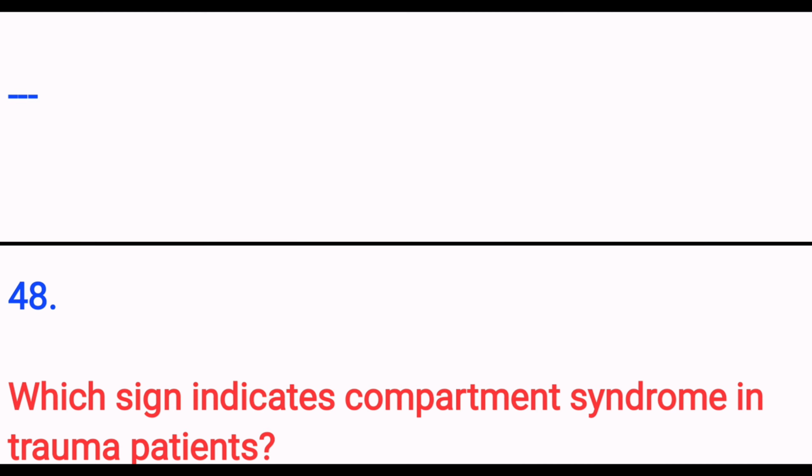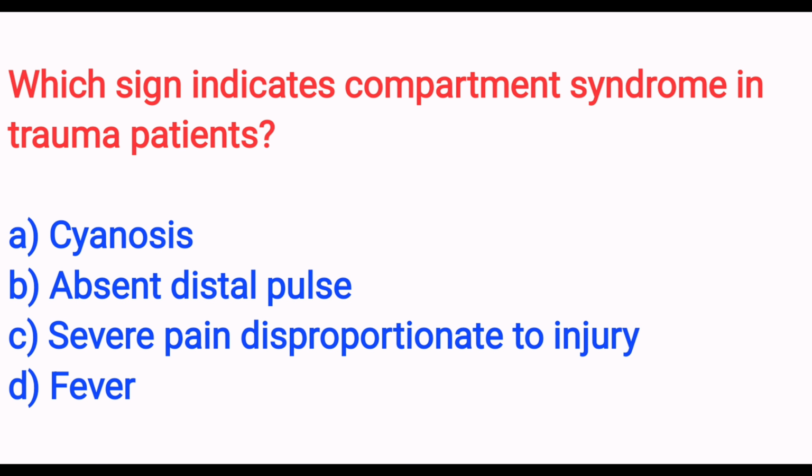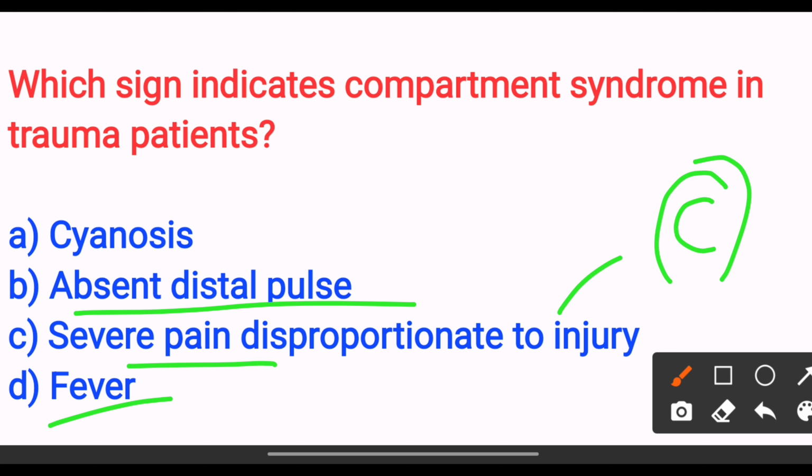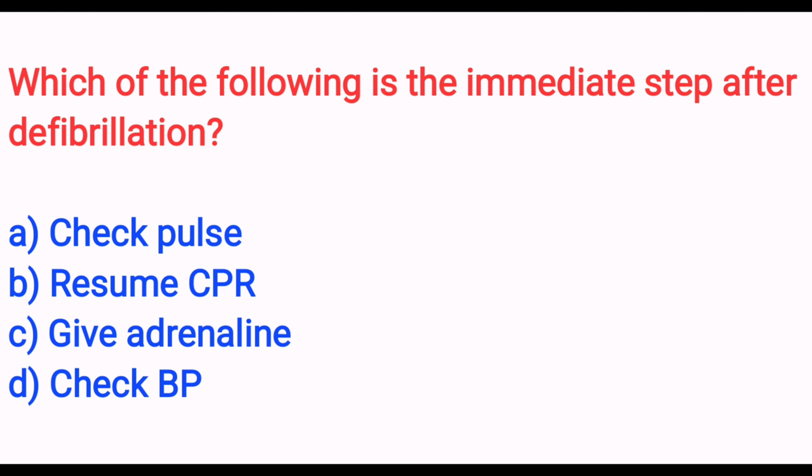Next, which sign indicates compartment syndrome in the trauma patient? Option A cyanosis, option B absent distal pulse, option C severe pain disproportionate to injury, option D fever. The answer is option C severe pain disproportionate to the injury.